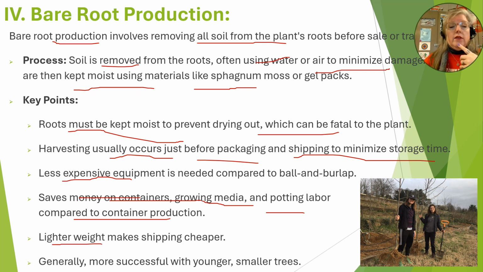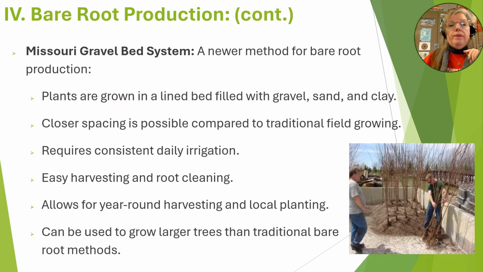It's lighter weight, so the shipping is also cheaper. And it's generally more successful with the younger, smaller trees. You can't do a big tree like this. But the little trees like these ladies are holding, you can do it like that. And those are, again, called bare roots. You can see they took them straight out of the ground and got all the dirt off the roots. And then they're going to wind up packing it in moss or gel packs to ship to the people.